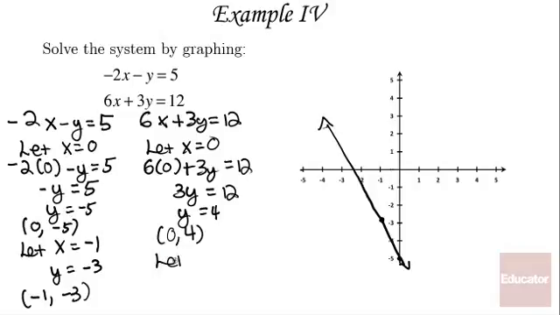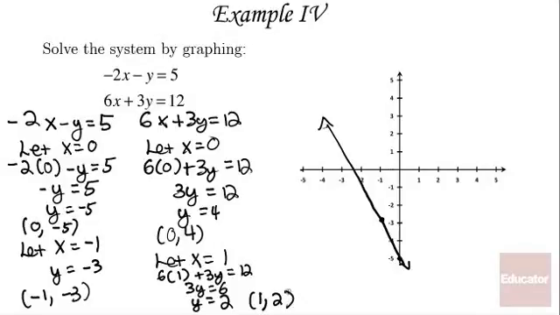For my second point, I'm going to let x equal 1. And if I worked that out, I would see that I would get 6 times 1 plus 3y equals 12, or 3y equals 6. And then I'm going to go ahead and get that y equals 2. So my second point is 1, 2. So now I have 0, 4, and 1, 2.